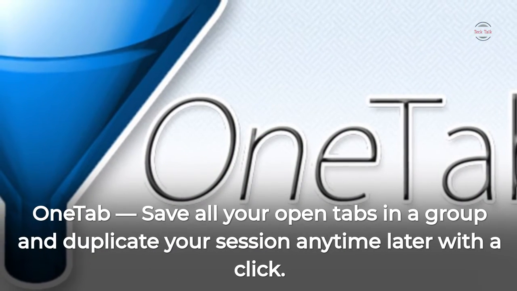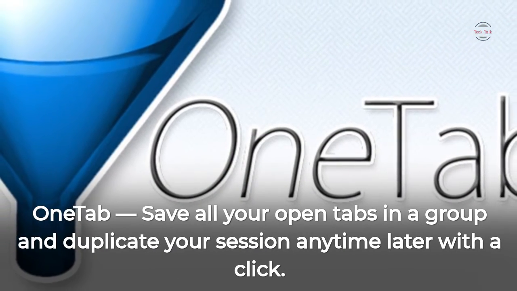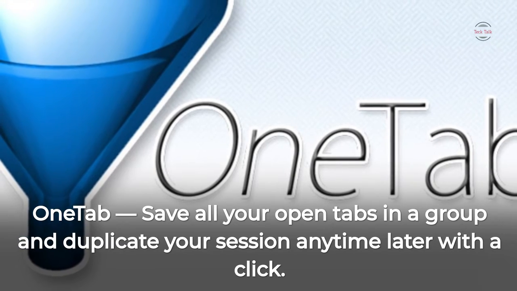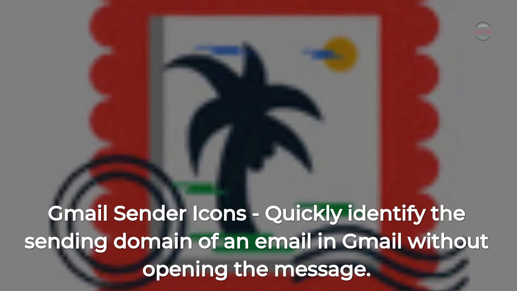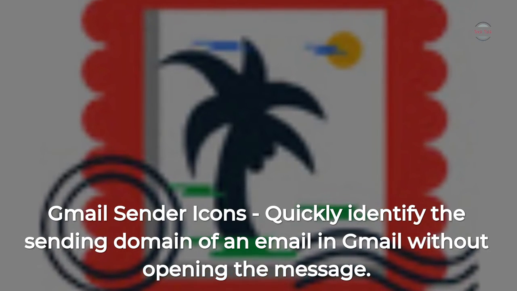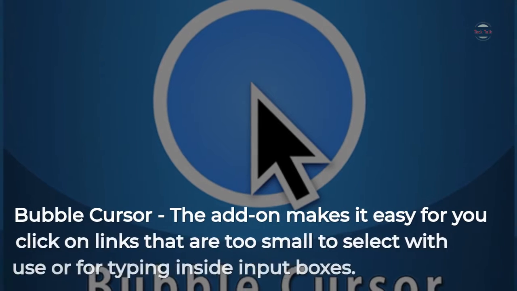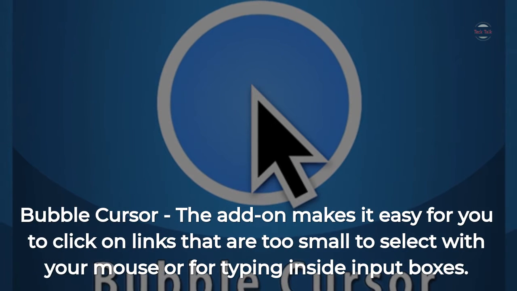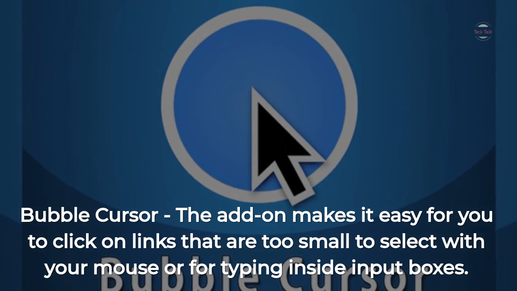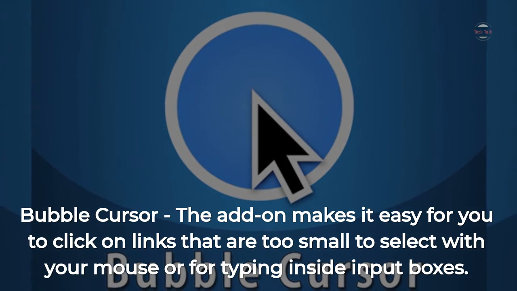OneTab helps you save all your open tabs in a group and restore your session anytime later with a click. Gmail Sender Icons: quickly identify the sending domain of an email in Gmail without opening the message. Bubble Cursor: the add-on makes it easy for you to click on links that are too small to select with your mouse, or for typing inside input boxes.